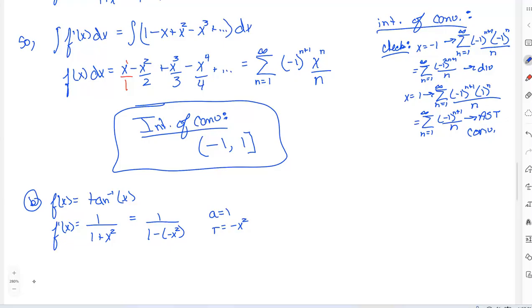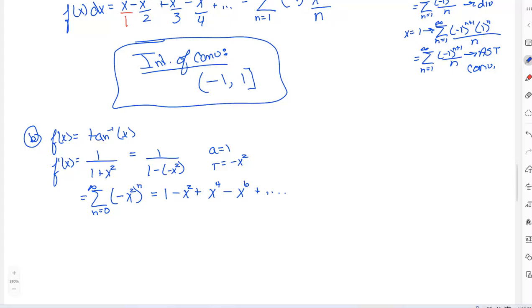So I'm thinking about this as the sum from n equals 0 to infinity of a times r to the n. So a is 1. I'm not going to write that. Negative x squared to the n. And if I were to expand this, I'm going to get a 1 when I plug in 0. And I'm going to have a minus x squared plus x to the fourth minus x to the sixth, and so on. So that's equal to the derivative.